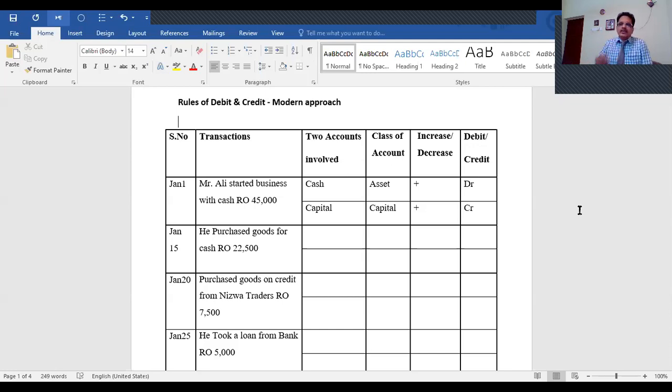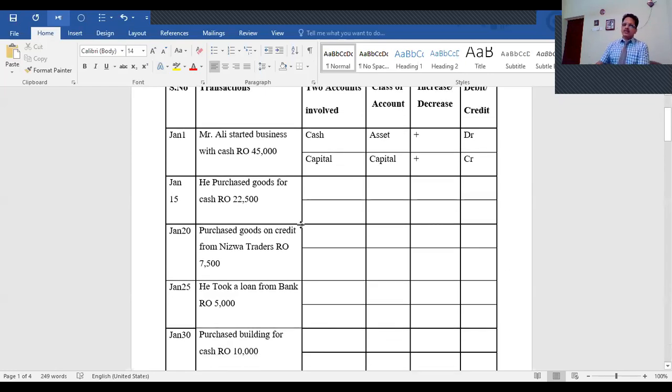Now you have to think whether it is increasing or decreasing. When Ali starts business, his cash is increasing and his capital, his investment in the business, is also increasing. Both are increasing. Now you have to check: when an asset is increasing, the rule is debit. When capital is increasing, the rule is credit. I hope you understood debit and credit. We'll practice this. The first entry we made, then the second, and we will also do the traditional method, then you will understand.